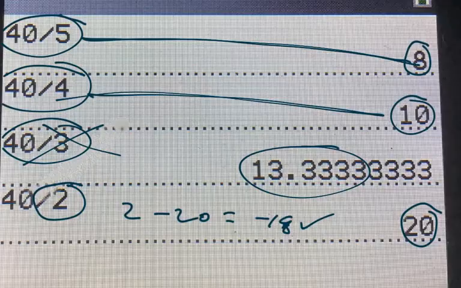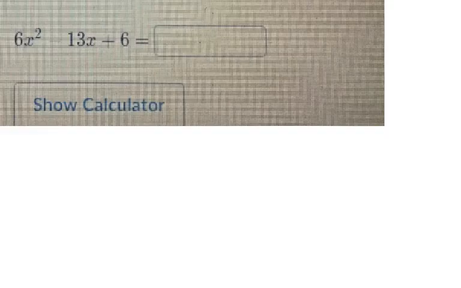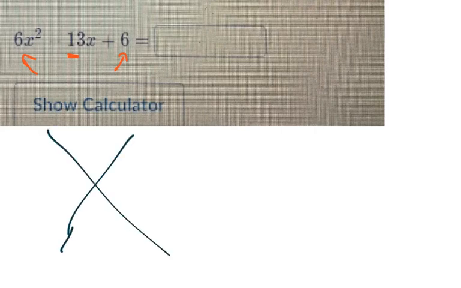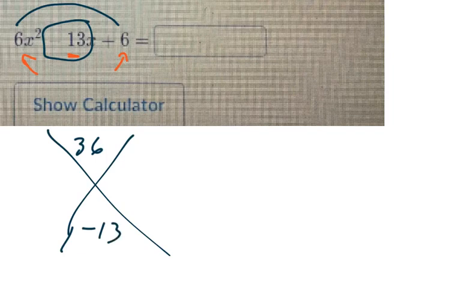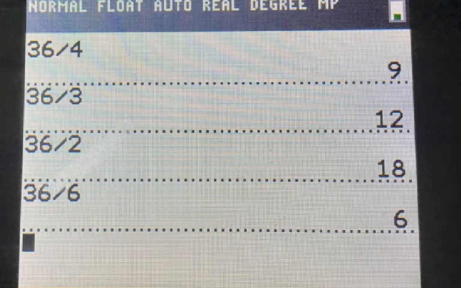All right, let's try another one. If you look at the numbers again, guys, notice the 13 is prime, and these don't divide by 13. So what are we going to do? We're going to go straight to the x. 6 times 6 is a positive 36. Watch your signs. In the middle, I have a negative 13. So we need to make a 36 and get a negative 13. Right, guys? Let's go to our calculator.